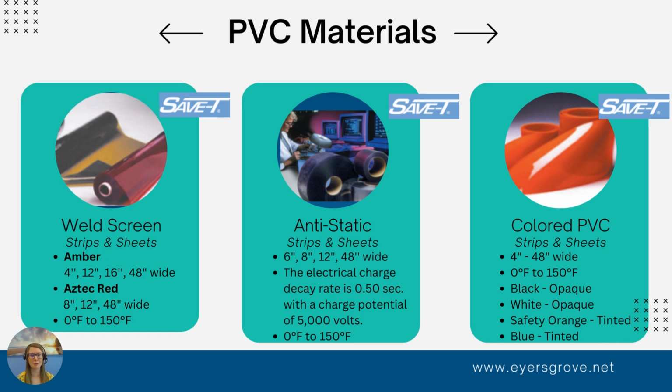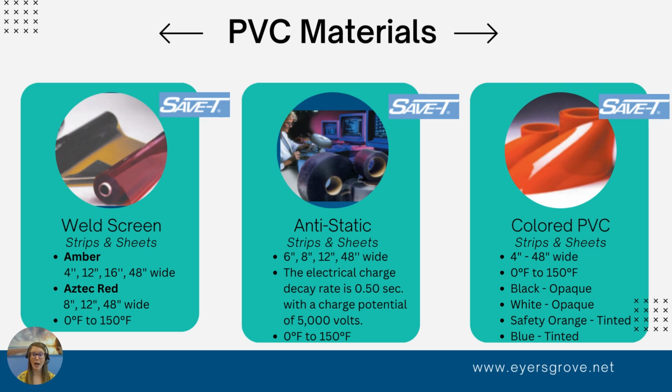These are going to come in strips and sheets as well. Now, the anti-static material meets and exceeds the specific federal test methods of the ST.101C and the 4046 point. This is going to be the electrical charge, and that charge decay rate is about half a second with a charge potential of 5,000 volts. So please know any product and liabilities are your sole responsibility of the end user. But these are going to be great to reduce that electrical charge, to decay that rate by about half a second. And they come in 6 inches, 8 inches, 12 inches, 48 inches, and are rated for the 0 to 150 degrees.